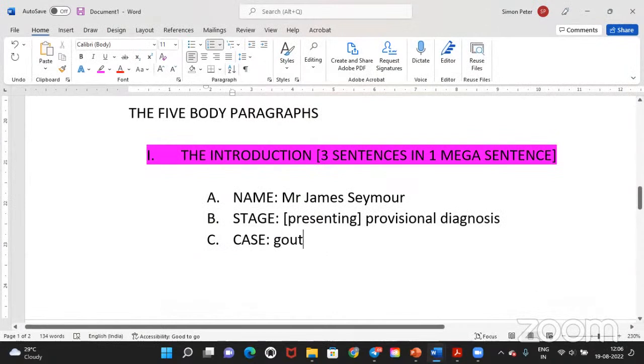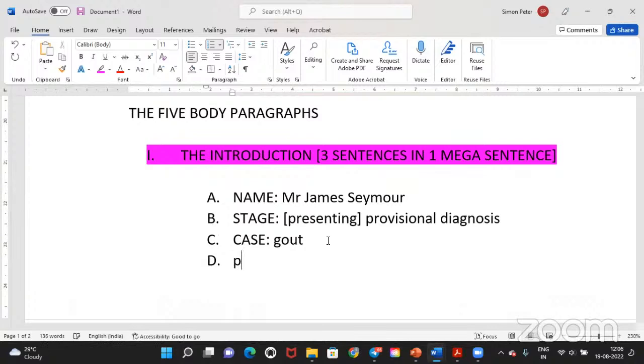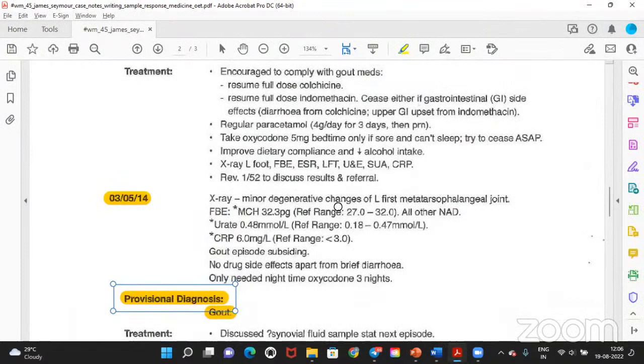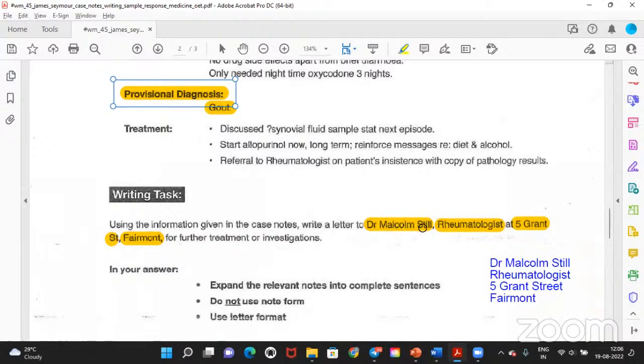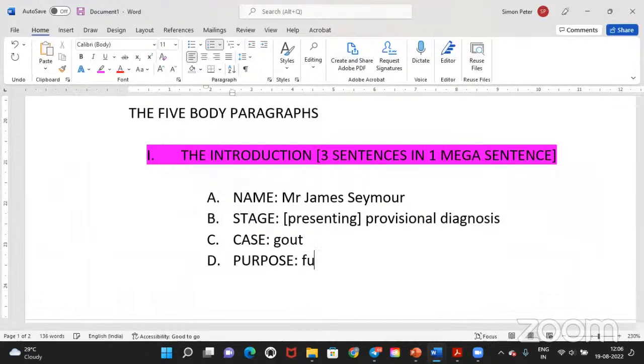Now you have to write the purpose. Next is the purpose. Why are you writing this letter? Write a letter to Dr. Malcolm Still, rheumatologist at 5 Grant Street, Fairmont. Purpose means for what. For means purpose. You know that now. Number one is further treatment, or investigations. These are the two things.